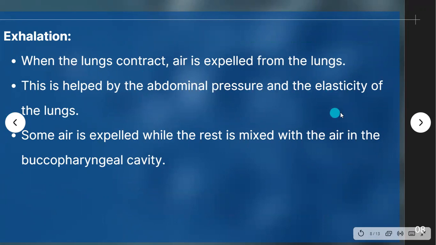The lungs of the frogs are elastic. Some air is expelled while the rest is mixed with the air in the buccal-pharyngeal cavity. So the air is either expelled during exhalation, or mixed with the air in the buccal-pharyngeal cavity, in other words, the oral cavity of the frog.